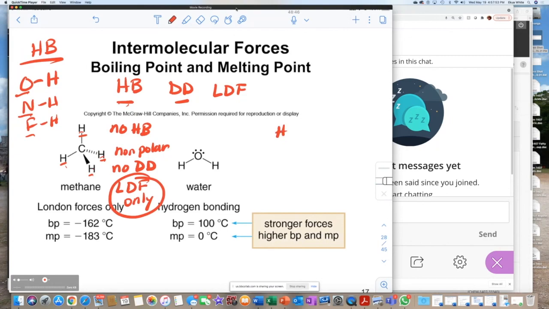This one here, starting with hydrogen bond. Do I have OH? Yes, I actually have 2 of them. Okay, I don't have to check for the other ones. Since it has OH, it has hydrogen bonding. That means it also has dipole-dipole. It also has LDF, right?